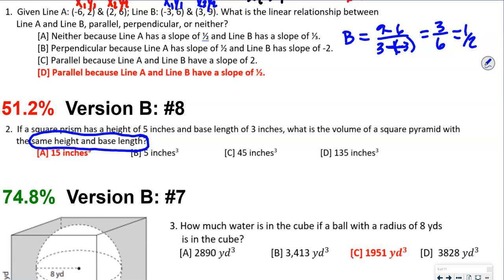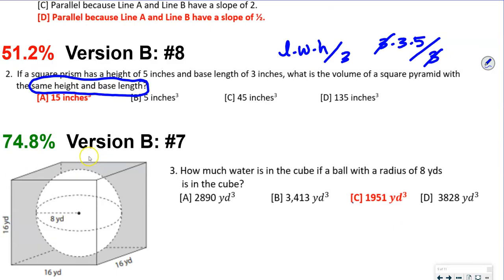So if it's a prism, and it's asking us if a square prism has a height of 3 and a base length of... a height of 3. So a square prism is what? Length times width times height, right? And the pyramid is length times width times height divided by 3, right? So it says a square pyramid, so it's got a height of 5, but it's got a base length of 3. So this is going to be 3 times 3 times 5, but we're going to divide it by 3, right? So that's going to cancel out one of those 3's. So that's why the volume is 15, guys, okay?